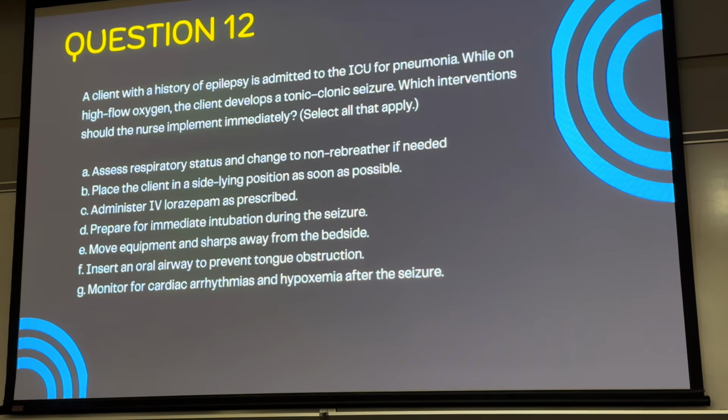E, anybody like E? Yes. Alright, move your equipment and sharps away from the bedside, I like that. Insert an oral airway to prevent tongue obstruction, remember we're not putting anything in their mouth. Then monitor for cardiac arrhythmias and hypoxemia after the seizure. Yeah, we got a follow-up monitor, right? Make sure they can maintain their airway and their vitals after the seizure. Make sure they don't need any further support.